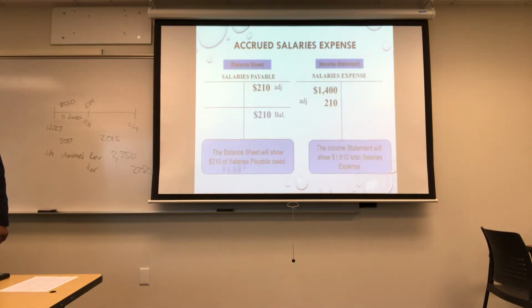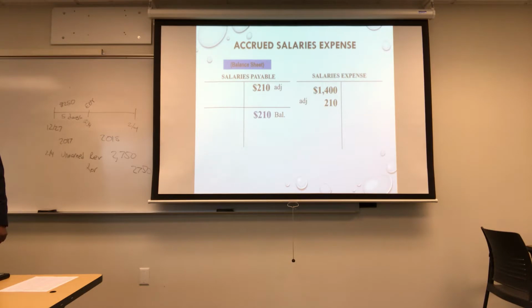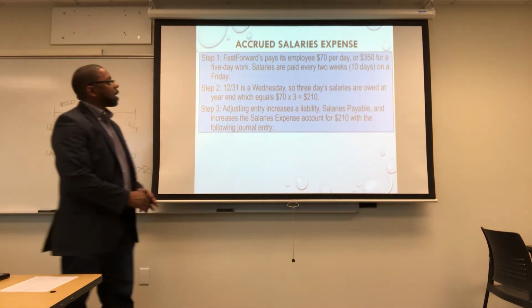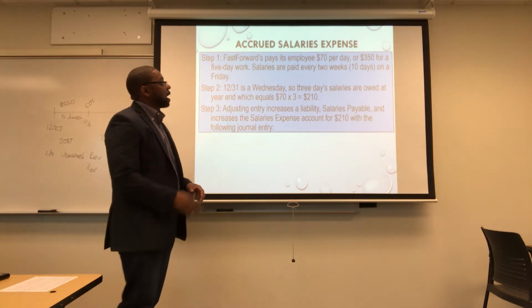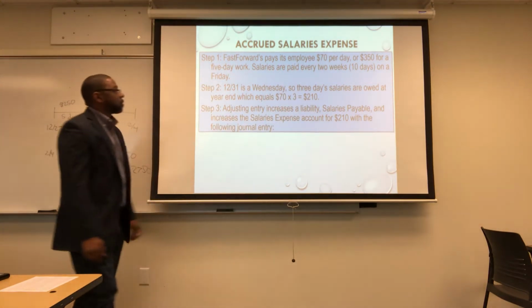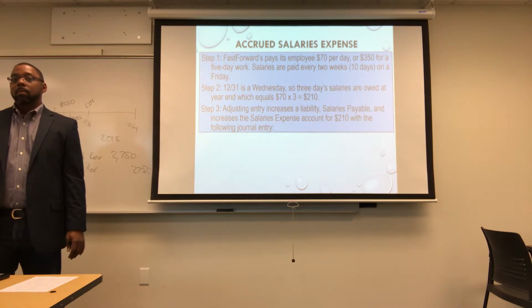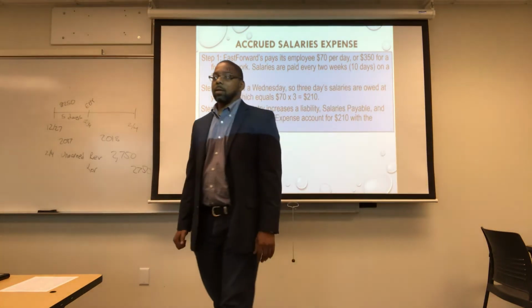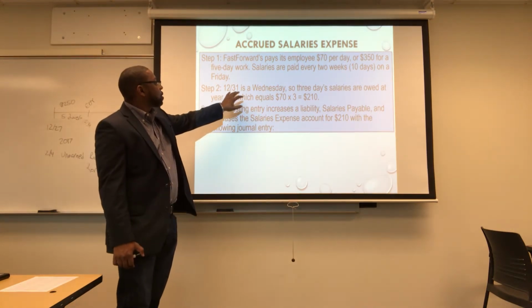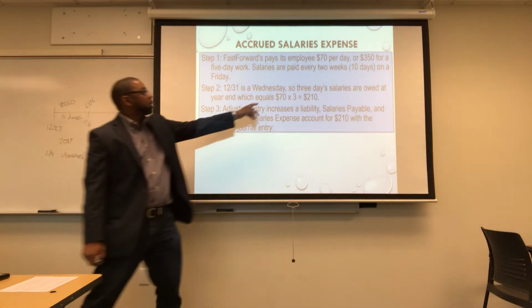So I think this example is the one I'm going to use. So here, Fast Forward pays its employees $70 per day, or $350 for a 5-day work week. Salaries are paid every other week, so every 2 weeks, so that's for 10 days, right? So if they pay $70 per day, how much do they pay every pay period, scholars? $700. Fantastic, $700. It's just the $70 per day times the amount of days, which is 10. Now, on December 31st, the Wednesday, there's only 3 days that are going to be in this pay period. So 3 times 70 is $210.